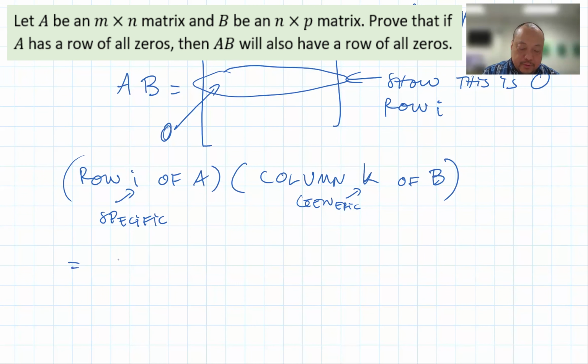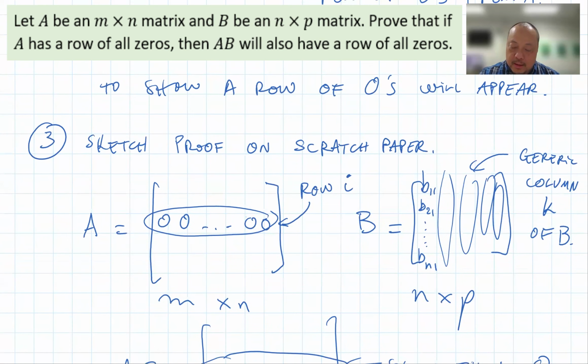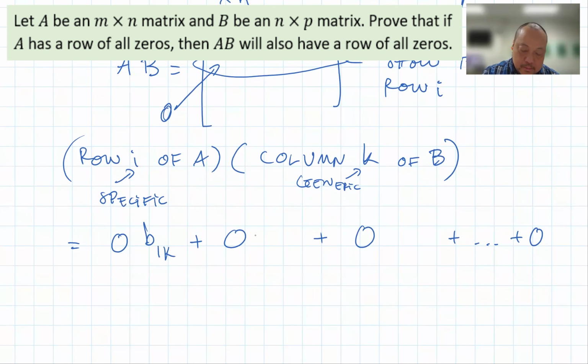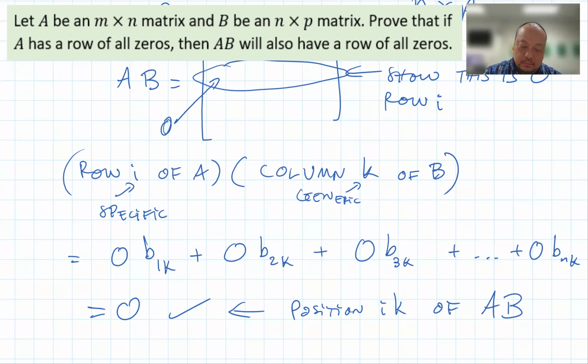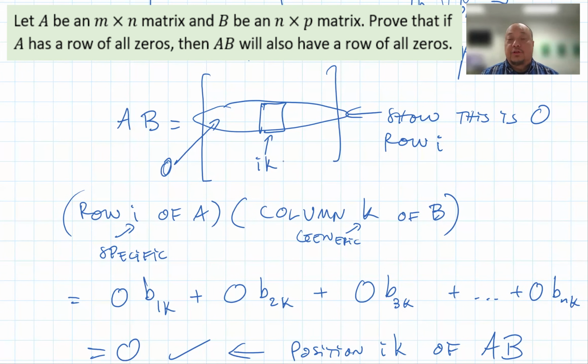Well, row I of A is a bunch of zeros. What about B? The top one here is B1K, down to the bottom is BNK. And that'll be equal to 0. That'll be the position IK of the AB product, this position IK here.